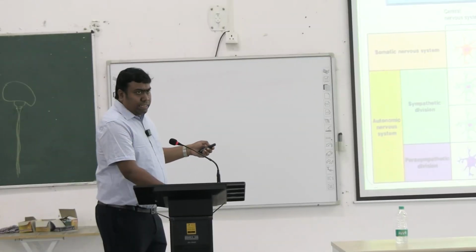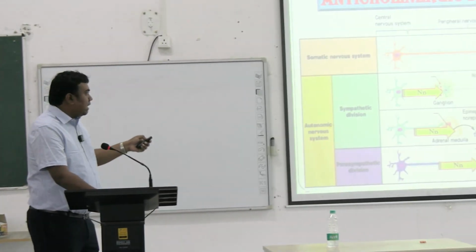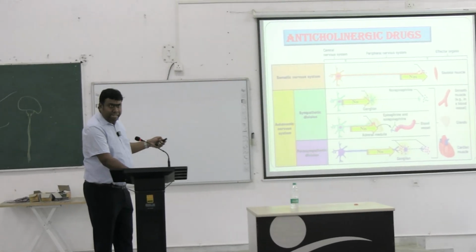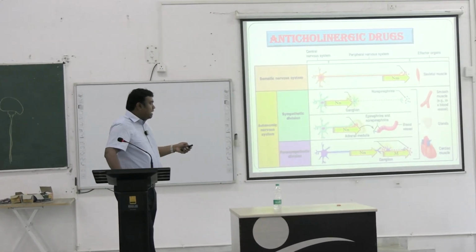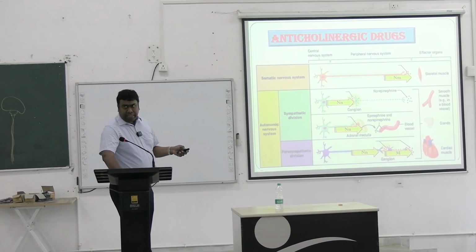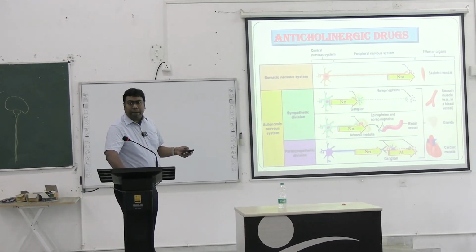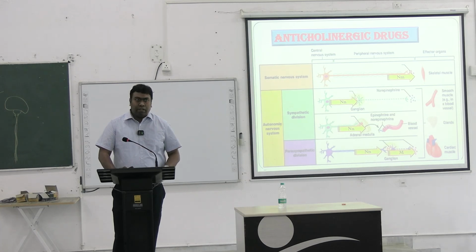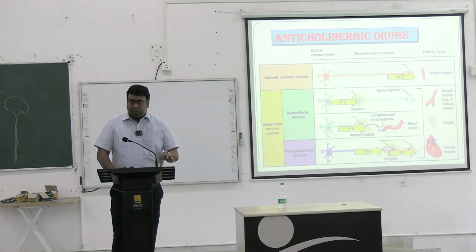Next, receptors: NM here, and this is NN. NN means nicotinic receptor, NN type, and there are muscarinic receptors in the end organs of the parasympathetic system. What are the different M? M1, M2, M3. Very good. So M1 is present in the stomach; M2, M3 in smooth muscles and glands.